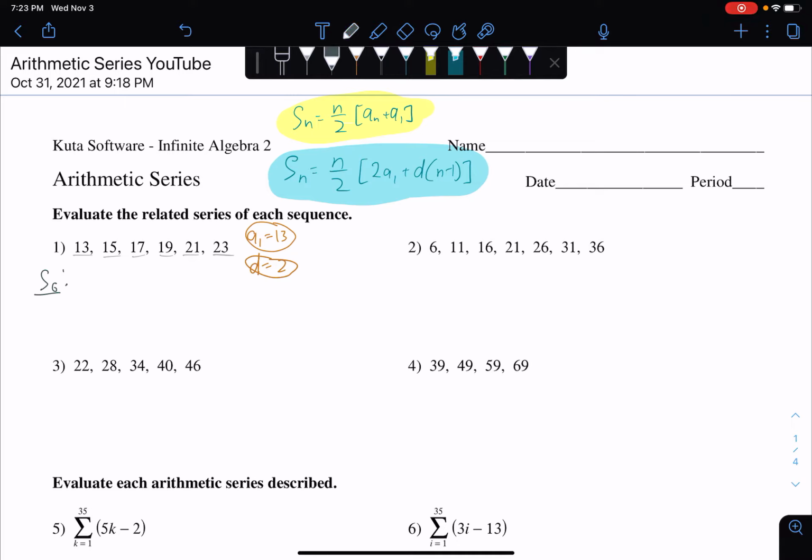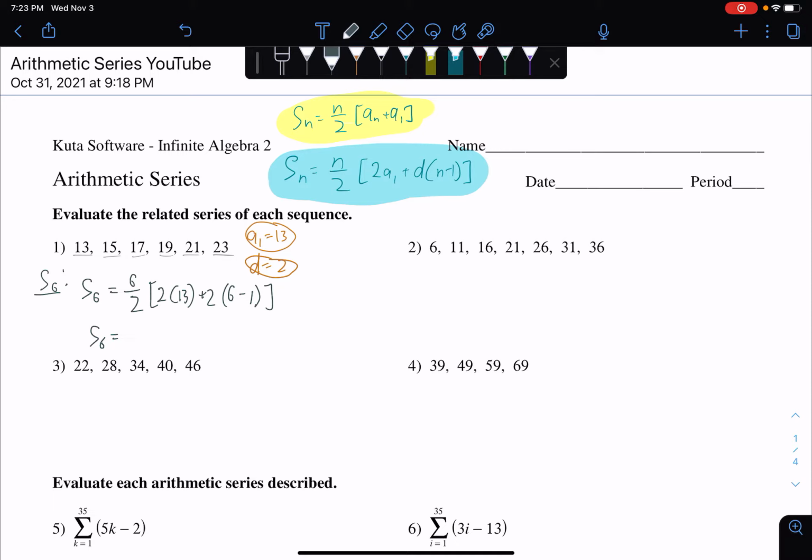Okay. And so far, I think that's all we need. So we enumerate S sub 6 is equal to 6 over 2 times the quantity 2 times a sub 1, which is 13, plus 2, which is our common difference, times the quantity n, which is 6, minus 1.